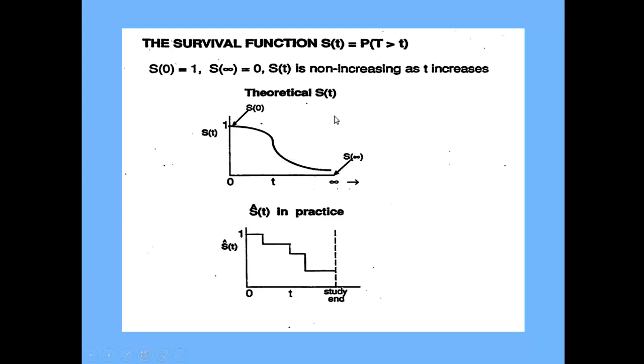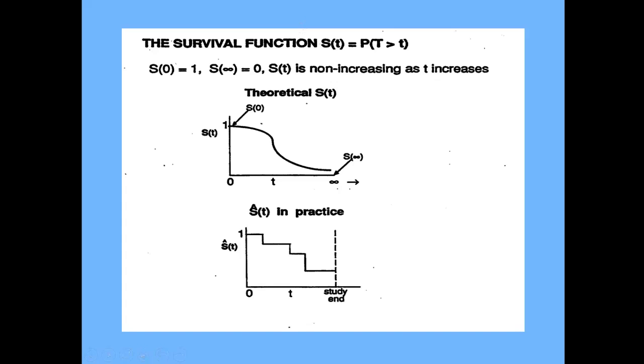One thing I said, a survival function is a function that starts at 1 and goes down towards 0, right? It's always 1 at 0 and it's going down to 0. Now, how it goes down to 0, whether it goes down this way or it goes down faster to 0, depends upon what you're studying. But that's what a survival function theoretically looks like.